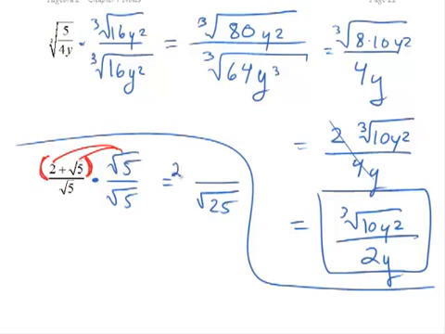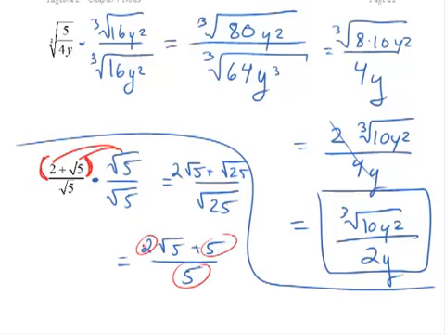So we will get 2 root 5 plus root 25, which gives you 2 root 5 plus 5 all over 5. I know some of you are going to be tempted to go ahead and cancel your 5s here, but you cannot because you need to have the same types of numbers front, back, and bottom in order to do that. So your final answer is 2 root 5 plus 5 all over 5.